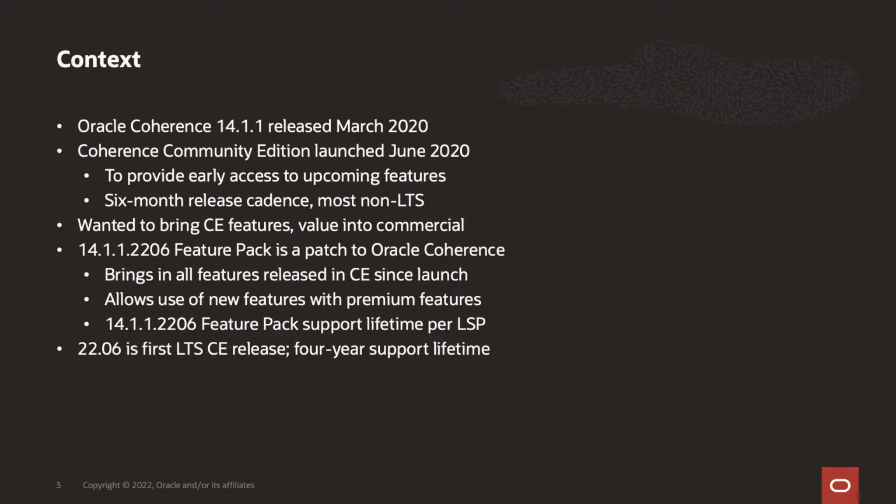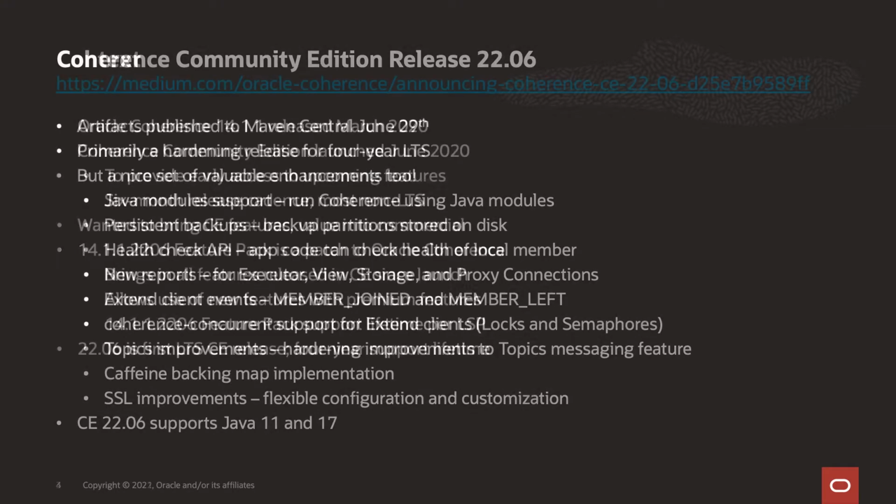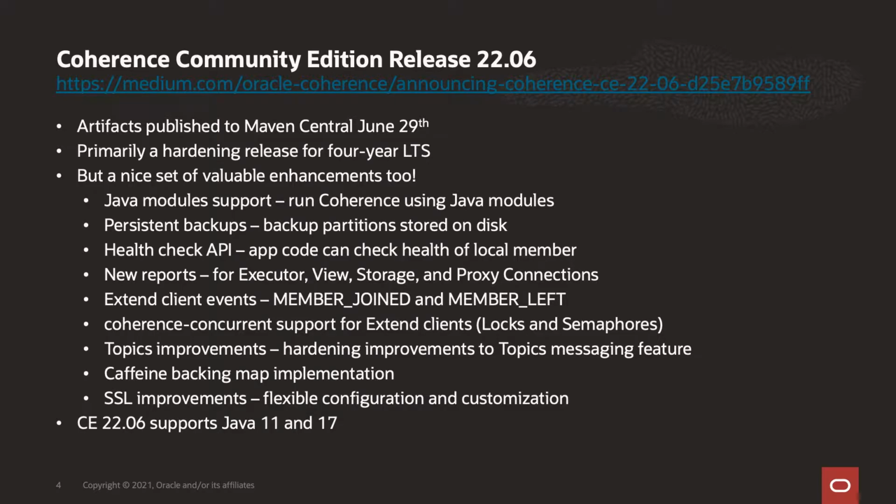The lifetime support policy for the 14.1.1.2206 feature pack patch is the Oracle Fusion middleware lifetime support policy. So the lifetime of this patch will be covered by that policy. And Community Edition 2206 is the first long-term support Community Edition release. It has a 4-year support lifetime. So that's the context. And now let me describe Community Edition release 2206.